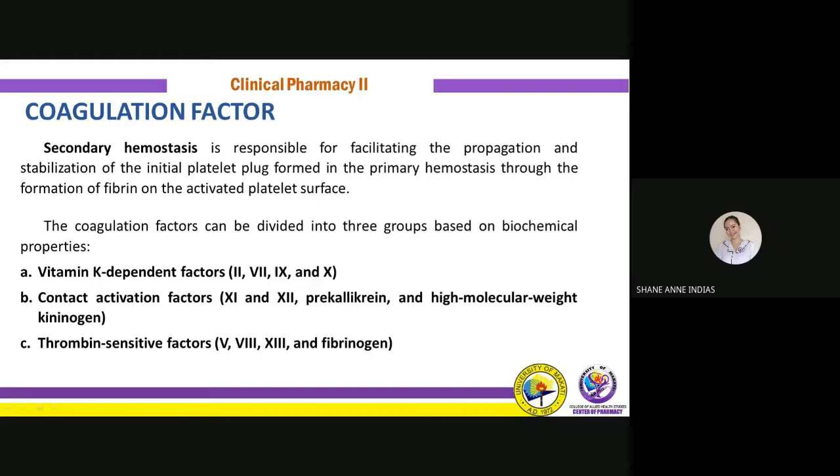So these are the three groups. We have the vitamin K dependent factors, which are factors 2, 7, 9, and 10. The contact activation factors, which are factors 11 and 12, prekallikrein, and high molecular weight kininogen. And third is the thrombin-sensitive factors, which are factors 5, 8, 13, and fibrinogen.